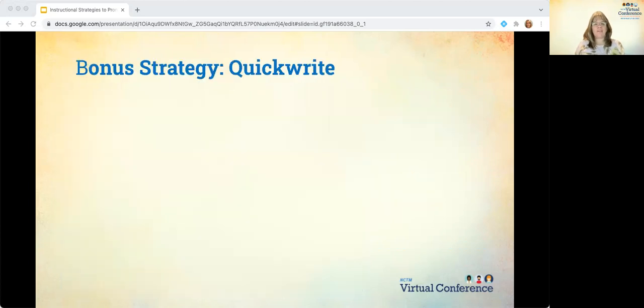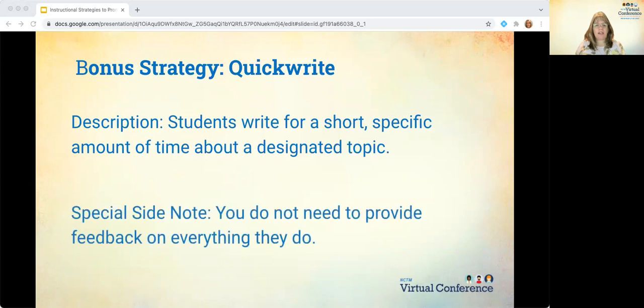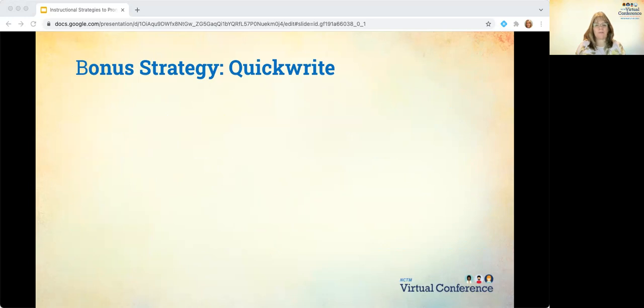So now let's talk about this bonus strategy known as a Quickwrite. With the Quickwrite, students write for a short, specific amount of time on a designated topic. And one thing I will say is you don't need to provide feedback on every single piece of writing that students do. It's important to have them write frequently, but you don't have time to read all their writing. But it's important to have them write, even if it's just a few sentences, to answer a question like this one.